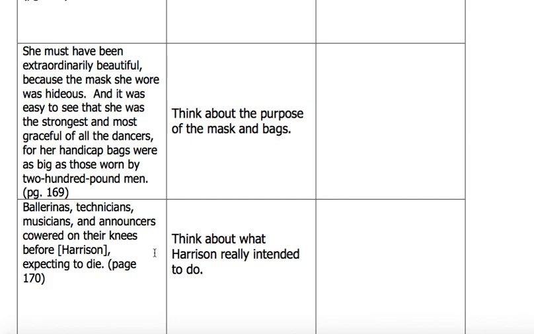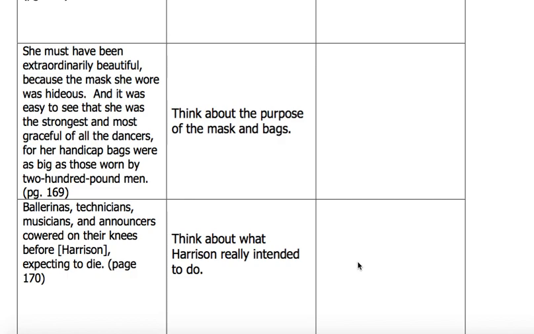And the last one: "Ballerinas, technicians, musicians, and announcers cowered to their knees before Harrison, expecting to die." They want you to think about what Harrison really intended to do. Remember, he's supposed to be the protagonist. He is the quote-unquote hero. So if he's coming in to quote-unquote rescue them, why are they in fear of him and they're bowing down to him in fear for their lives? So I'd like you to please write why this particular passage is ironic in this last column.